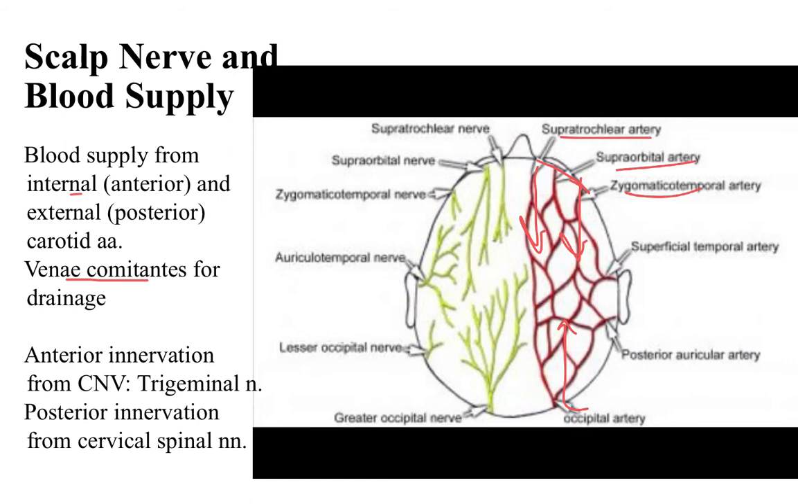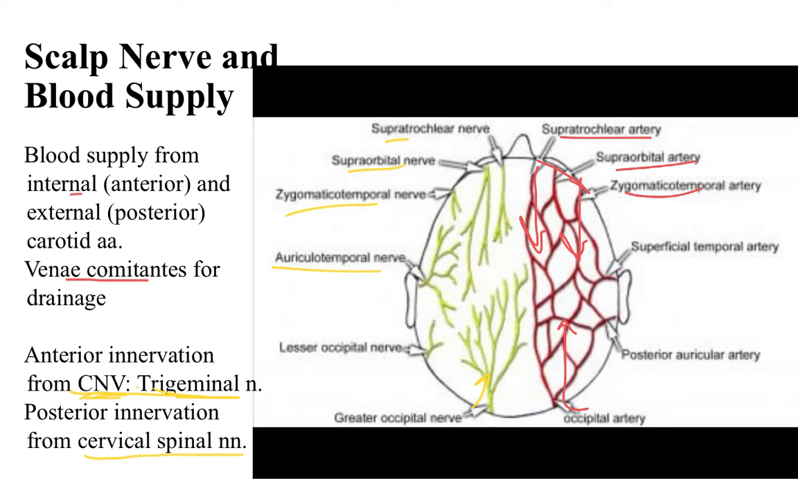For the nerve supply, we have a very similar setup. So anterior innervation comes from cranial nerve 5, otherwise known as a branch of the trigeminal nerve, and we'll talk about that later on when we talk about cranial nerves. And then the posterior innervation, okay, so in general you see all of these different branches here. You don't have to know the different branches, you just have to know that the anterior innervation comes from cranial nerve 5, the trigeminal nerve, and then the posterior innervation comes from cervical spinal nerves. So various spinal nerves from the cervical region.